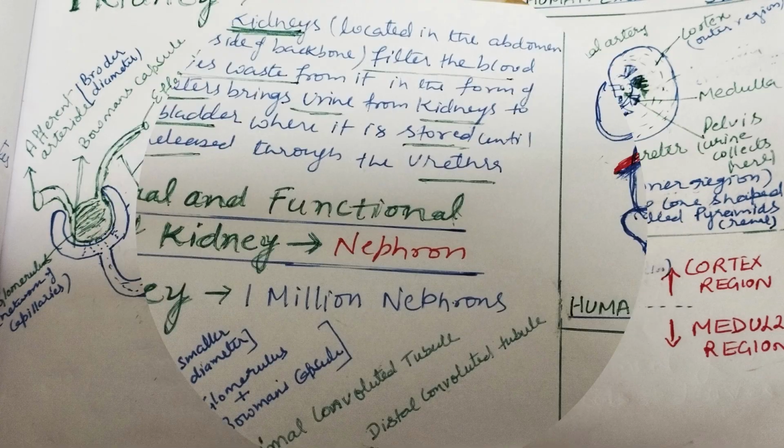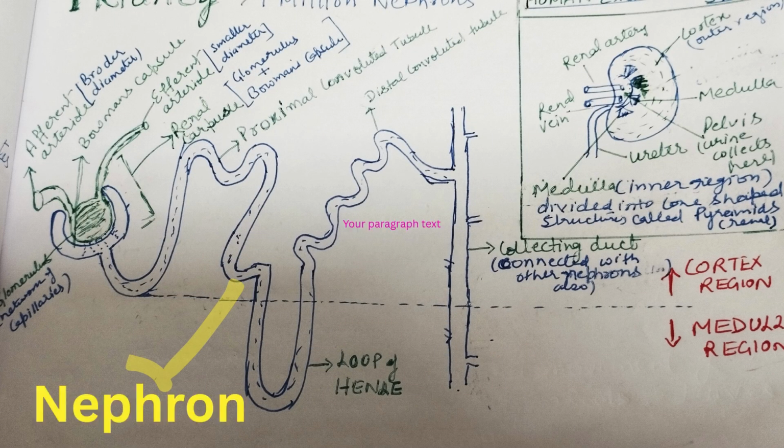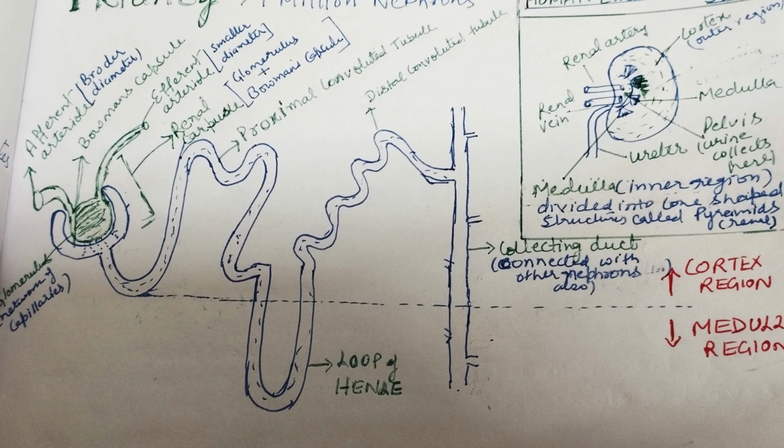Now we'll understand the structure of the nephron. But what is a nephron? Nephron is the structural and functional unit of the kidney. The way the structural and functional unit of life is the cell, and the structural and functional unit of a wall is a brick, similarly, the structural and functional unit of the kidney is the nephron.